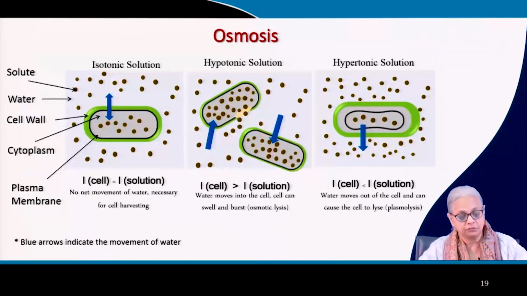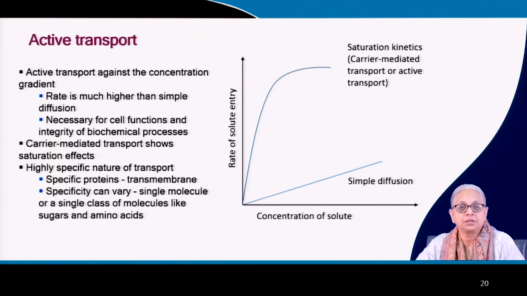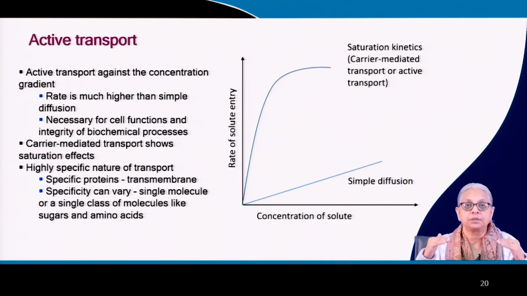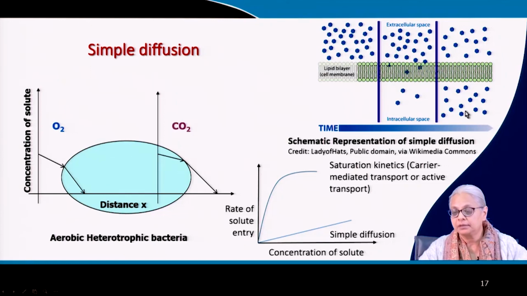Then we come to active transport. So here we have active transport. I've already mentioned that saturation kinetics are much faster, but there is a limit. And in simple diffusion, the limit is only when equilibrium is reached. So just like is shown over here, unless the two sides are equal in terms of concentration, there will continue to be diffusion of the solute.